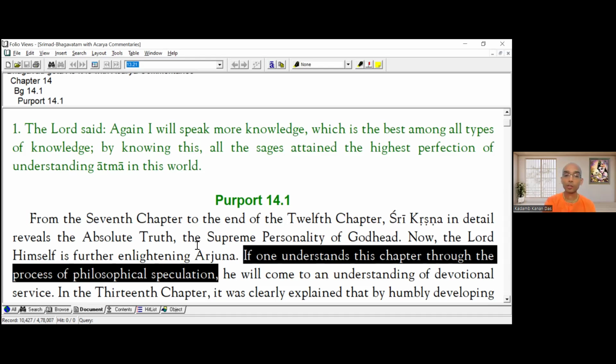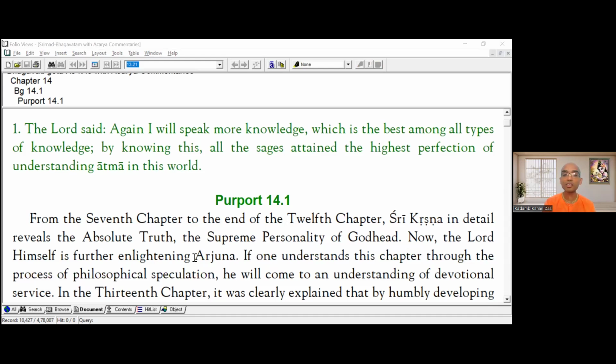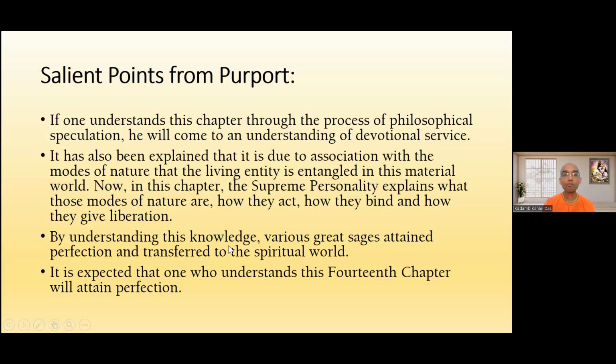So, philosophical speculations. Philosophical speculation means trying to understand the subject matter from different angles. That is called philosophical speculation. Like we are also trying to do. We discuss a topic, we question our understanding, and we try to understand in a better way. That is called this. Okay. What is philosophical speculation?